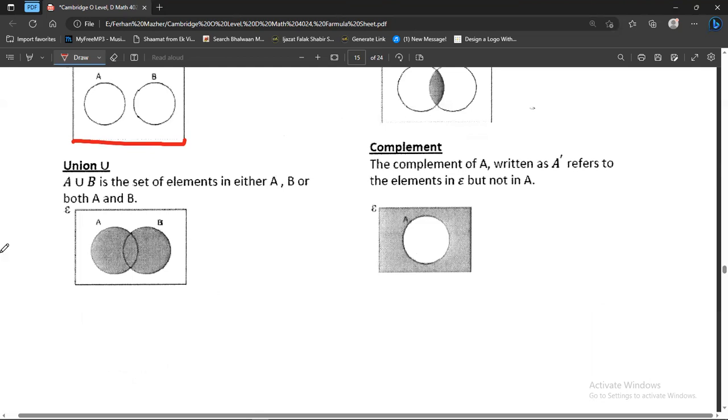In the union, A union B, we take A and B both. They are shaded like this. Okay. The complement means, for example, here we have set A, then the A complement will mean the set of elements which are out of A, meaning other than A. So other than A.